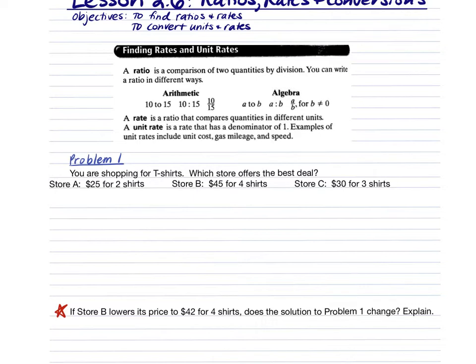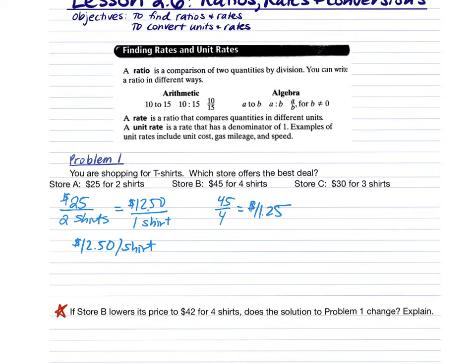So in this case, our unit would be 1 t-shirt. So if we have $25 for 2 shirts, we can just divide them, and 25 divided by 2 is going to be $12.50, right? So this is $12.50 for 1 shirt. So we would say $12.50 per shirt. Okay, and then this one would be 45 divided by 4, which is 11.25. So this is a better deal.